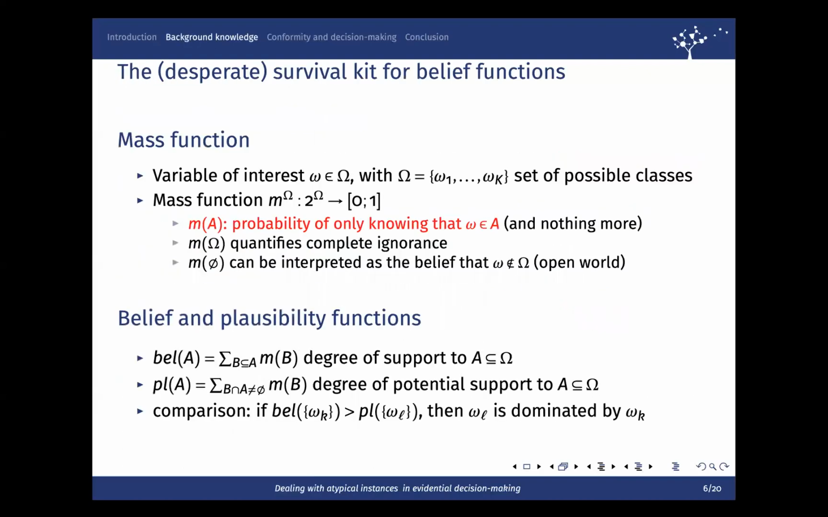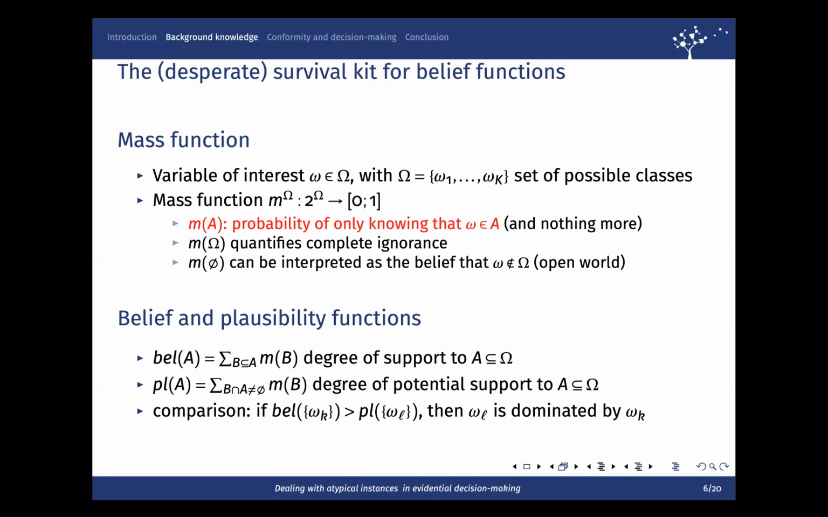Okay, so belief functions in a nutshell. We will consider here classifiers which provide mass functions as output. So we have a variable of interest. Here, this is the class of a new test instance to be classified. And the mass function quantifies what is known about the class of a test instance. So M of A, for any subset of classes A, is the probability of only knowing that the instance belongs to one of the classes in A.